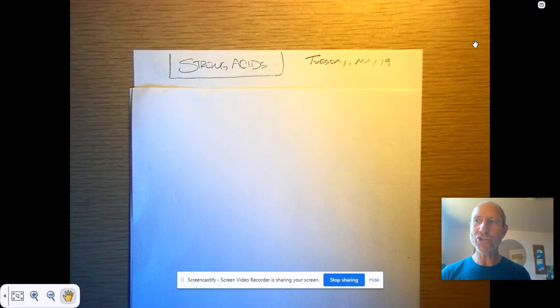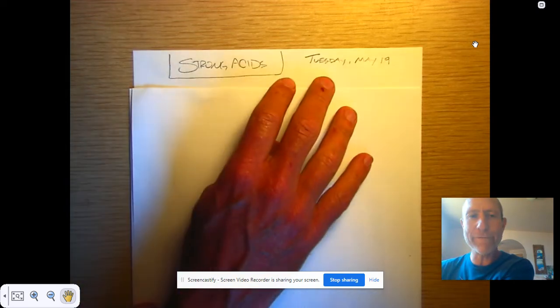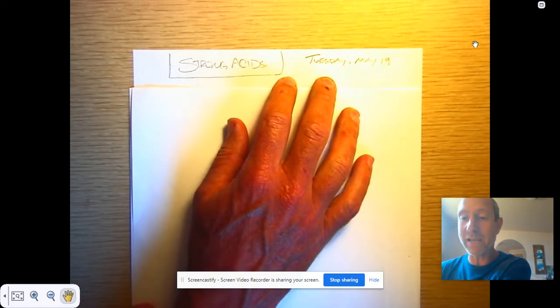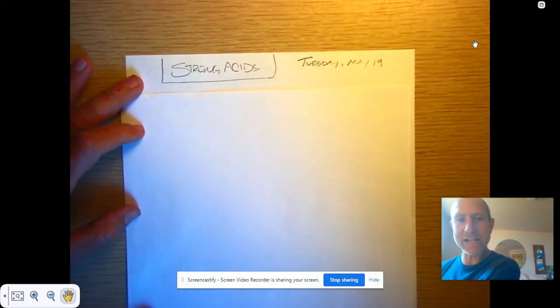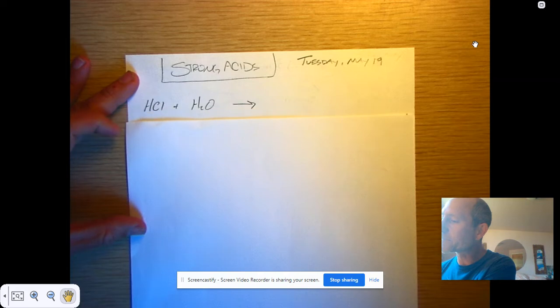So concentration really matters more than the nature of the acid when it comes to how bad it's going to burn you. But the designation of strong and weak acids is important when we're figuring out some chemistry math. So we're going to talk about strong acids this week and strong bases.